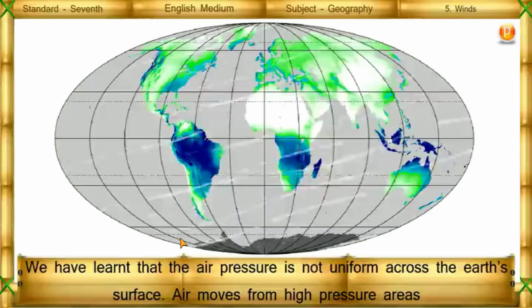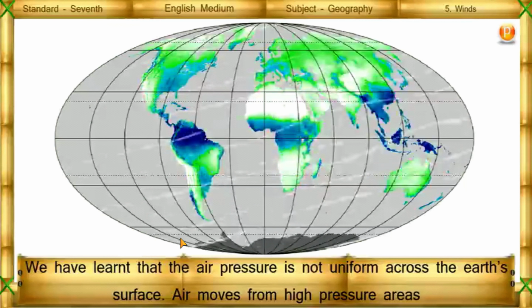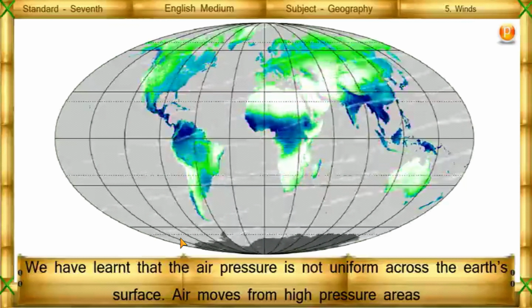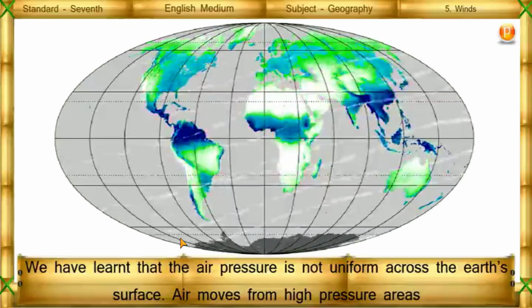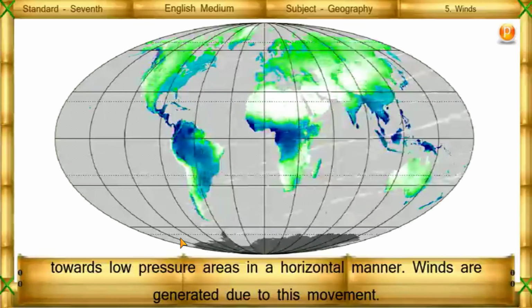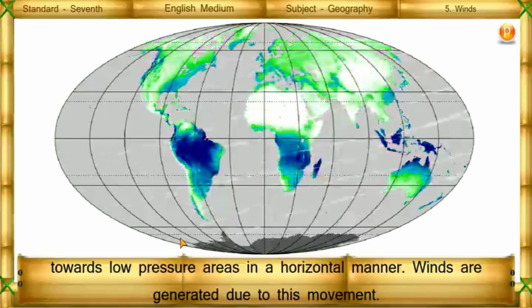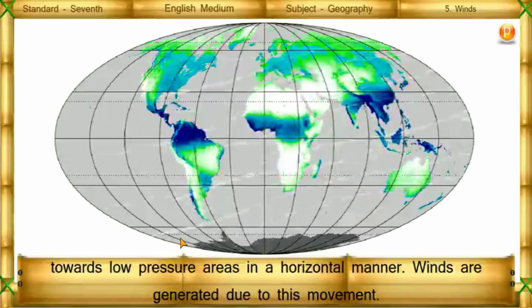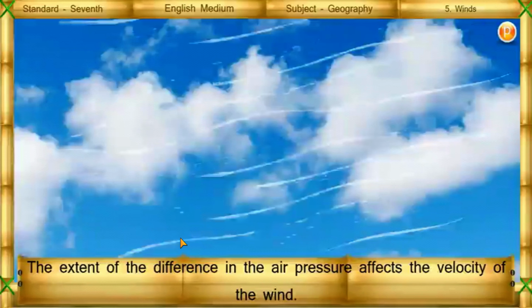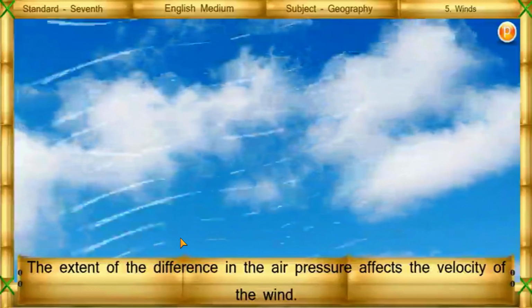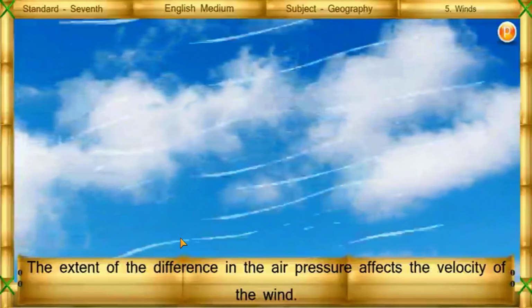Geographical explanation. We have learned that the air pressure is not uniform across the Earth's surface. Air moves from high pressure areas towards the low pressure areas in a horizontal manner. Winds are generated due to this movement. The extent of the difference in the air pressure affects the velocity of the wind.